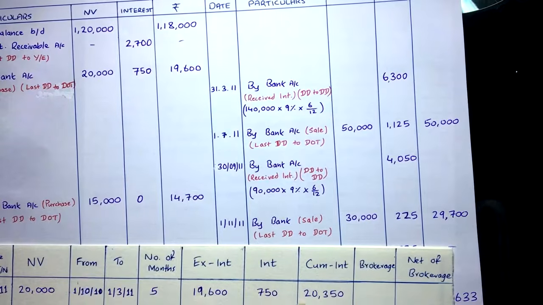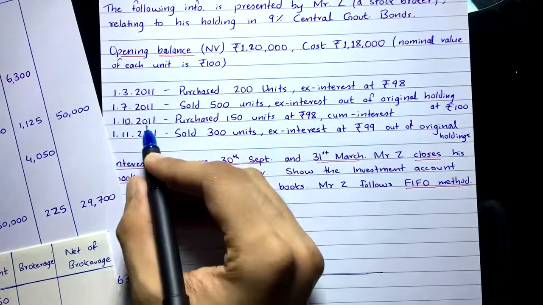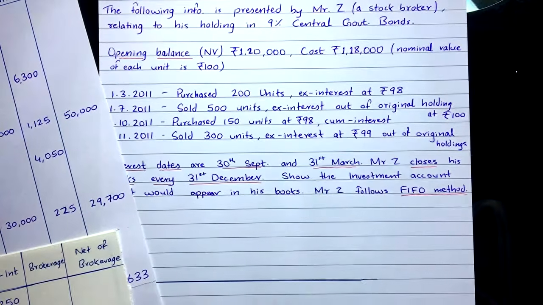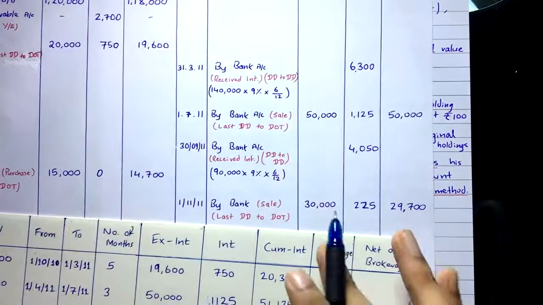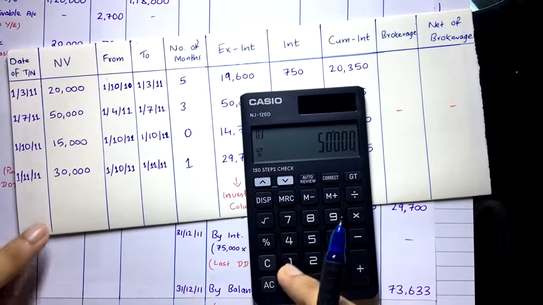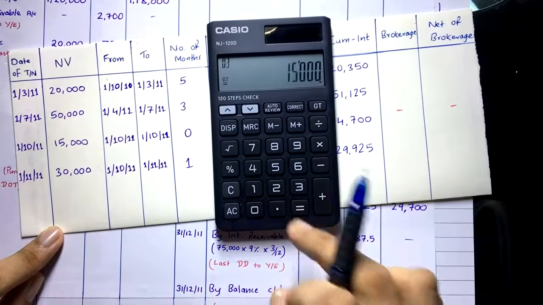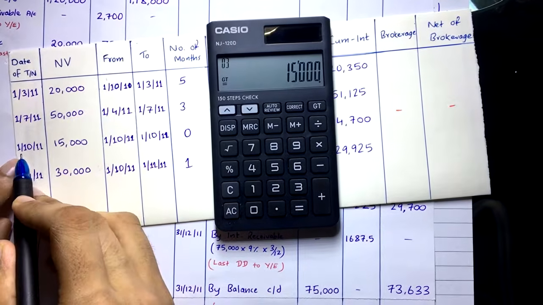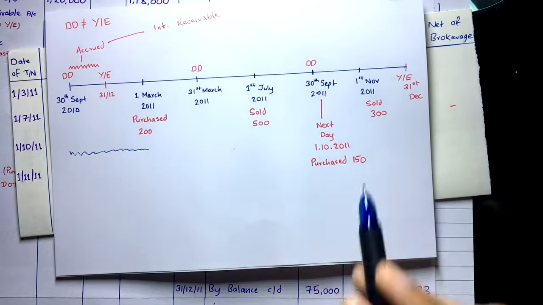Yes. Then what is happening? Let's go to the question. Then again on 1st October 2011 we have purchased 150 units at 98 cum-interest. Now here the cum-interest amount is given, 150 units. So first go to the working note and calculate the face value. We have purchased 150 units, so 150 into 100, that's equal to 15,000 face value. And this transaction has happened on 1st October 2011.